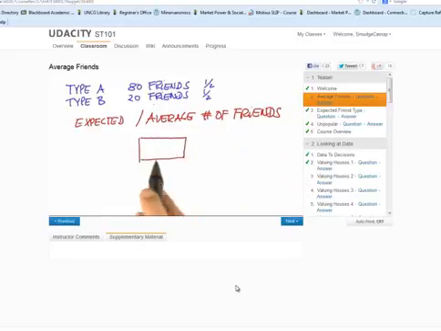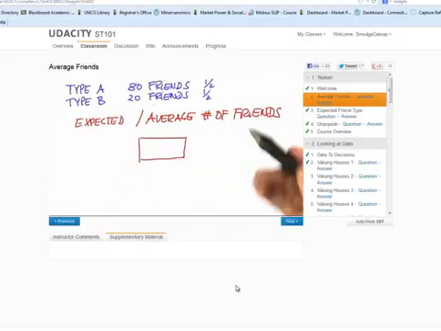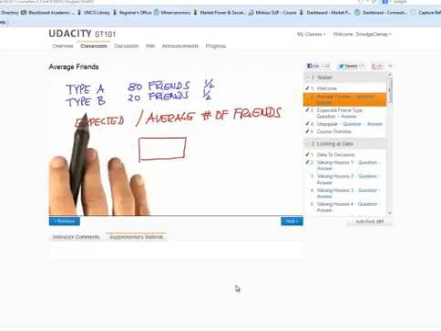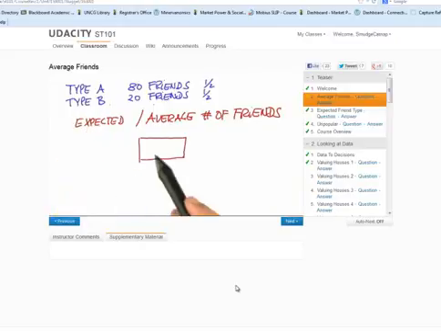Into this box, enter what you think is the expected or average number of friends if you have a 50% chance of being a type A and a 50% chance of being a type B. Type it in here. When you're done, there's a submit button somewhere down here. You can see if your answer is correct. Regardless of whether you finish this or not, at some point just hit the next button and you see my answer.